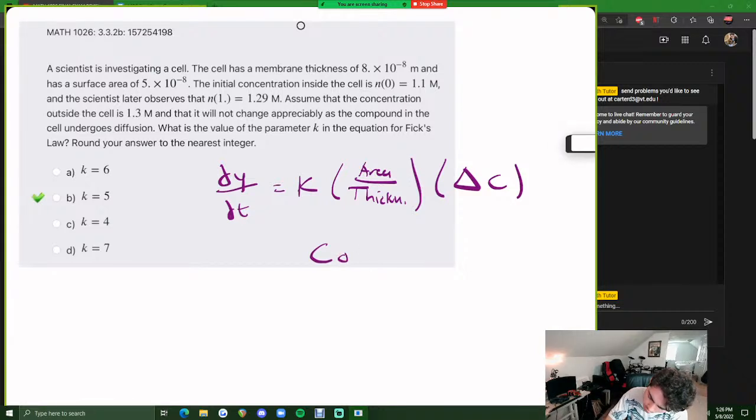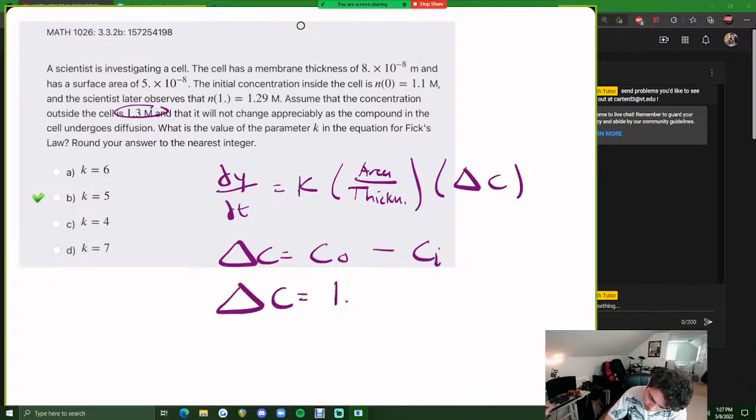So I'll just do CO for C outside minus CI for C inside. This is delta C, the difference or the change in concentration. The change means from outside to inside. And they tell us that the concentration outside of the cell is 1.3, and that does not change, which means delta C is 1.3 minus the inside concentration, CI.